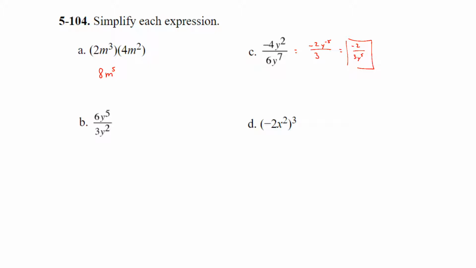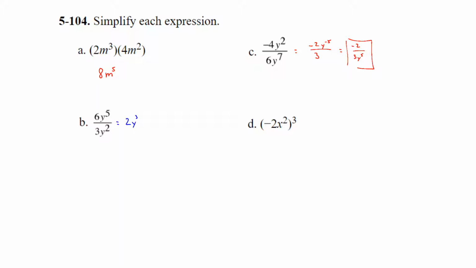And that was actually question C, went out of order. On question B, 6y to the fifth divided by 3y squared. So divide the 6 and the 3. And that would be 2. And then subtract your exponents. 5 minus 2 would be 3. So 2y to the third power.